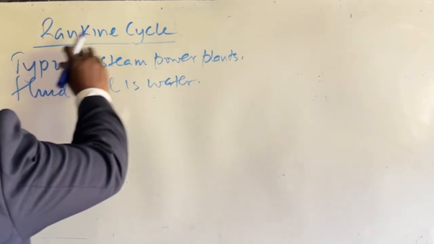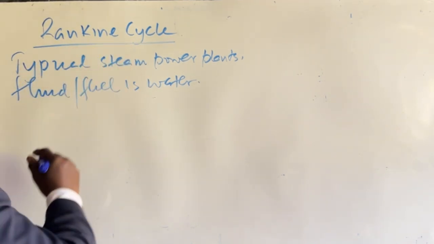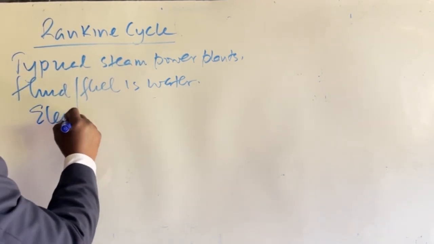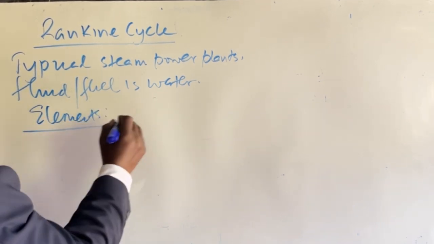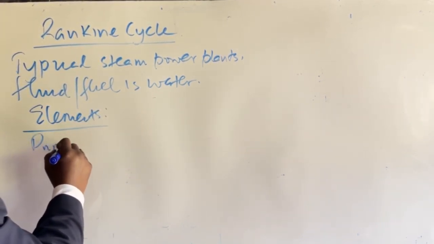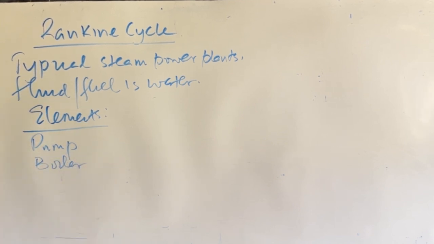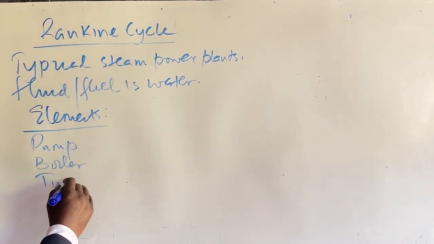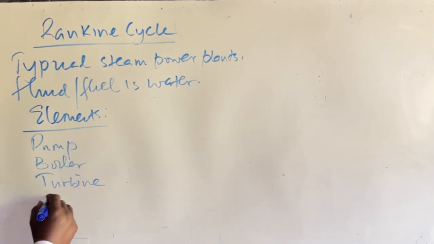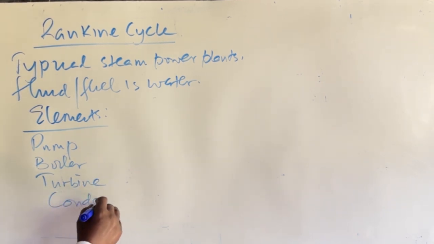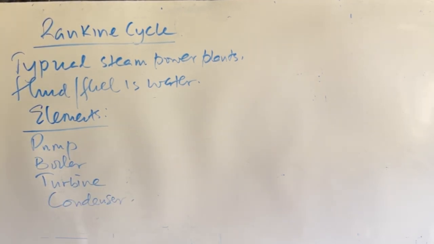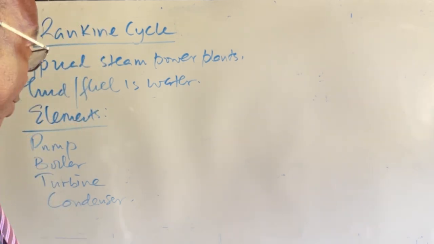So basically, the elements in the Rankine cycle are: we have the pump, we have the boiler, we have the turbine, and we have the condenser. So these are the key elements in the Rankine cycle.